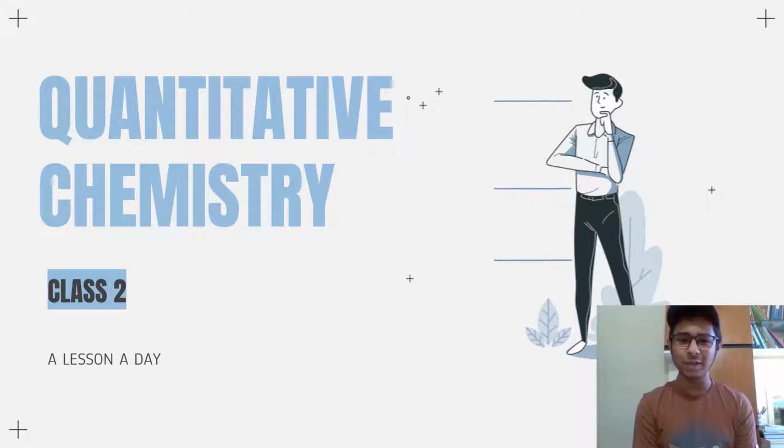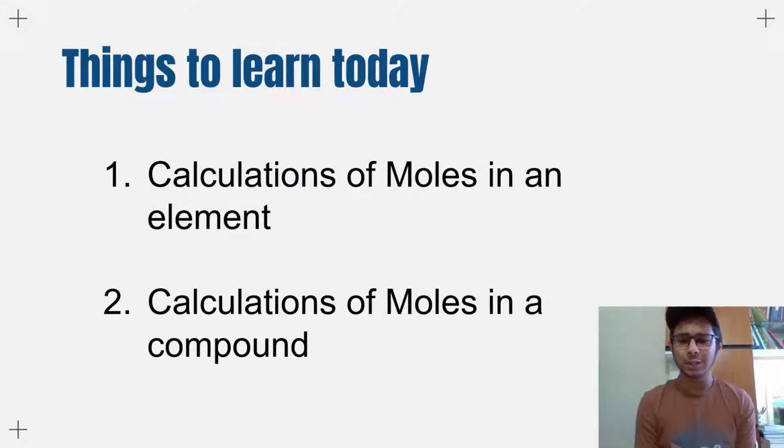In today's lecture, we are going to have our second class on quantitative chemistry. Previously, we have learned how to calculate the relative formula mass, the moles, Avogadro constant, and also the conservation of mass. And in today's class, we're going to learn how to find out and calculate the number of moles that is present in a certain amount of mass of an element or compound. So, without any further ado, let us get started.